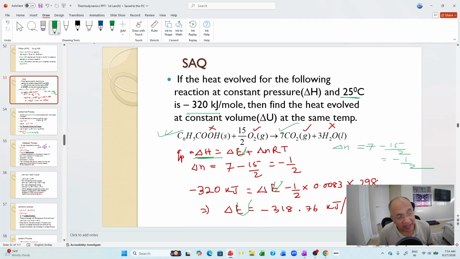Although it has lost 320 kilojoules, it is an exothermic process, but the actual decrease in thermal energy has happened by an amount 318. The remaining has disappeared as work, a return gift.